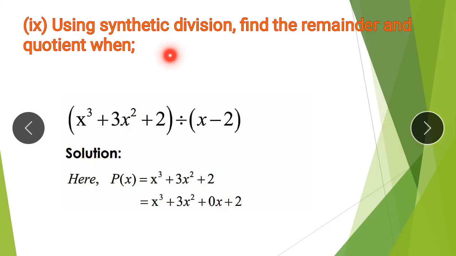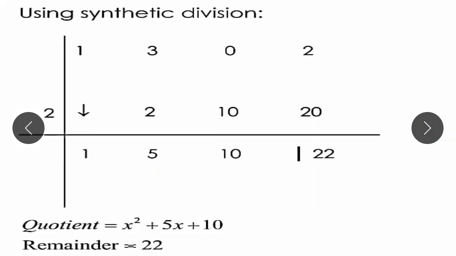Next topic is using synthetic division, find the remainder and quotient. Synthetic division is the shortcut of the long division method for finding the remainder and quotient. Here we have a polynomial, and this is going to be divided by x minus 2. Let me tell you that if any power of x is missing, you can write the coefficient 0 there, like x cube, x square, then x comes, so x1 linear term is missing, so you can write 0 as a coefficient.